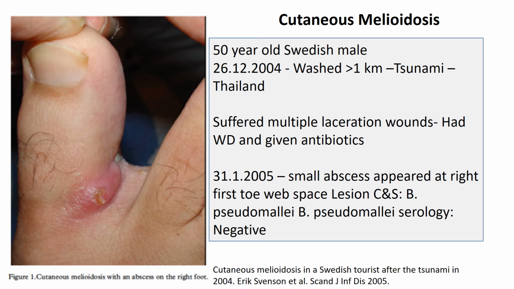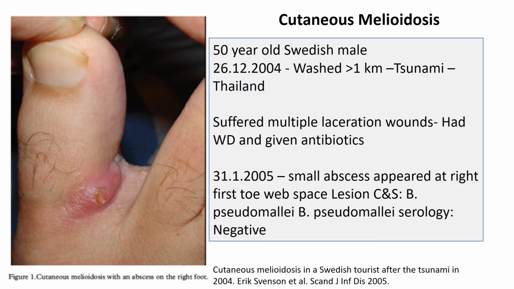And he left Thailand and arrived in Sweden on the 1st of January 2005. At that point when he arrived in Sweden, he was well, the wounds were healing well, and there were no symptoms or signs to indicate that he was having melioidosis. However, on the 31st of January 2005, he first noticed a small abscess appearing on the right first toe, in the web of the first toe.